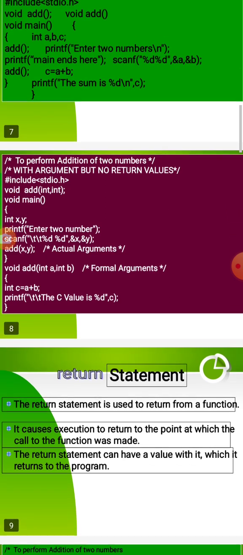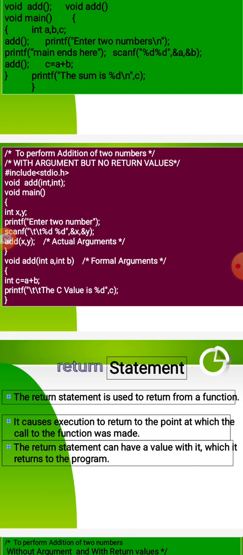When calling the function called add, we are passing two arguments, which is int a, int b, which will pass the values of x and y to the function called add, and it performs the addition, and the addition value c will be displayed. So this is the simple example of a category with arguments but no return values, which is nothing but void add(int a, int b).